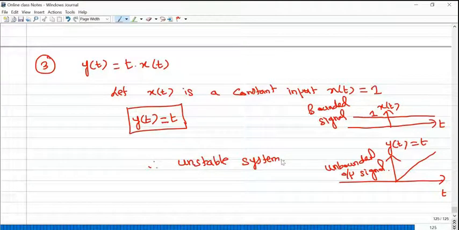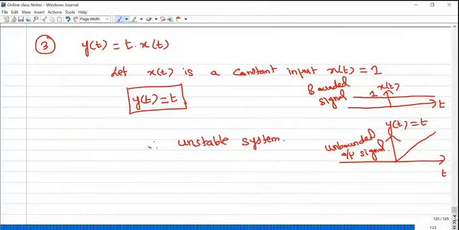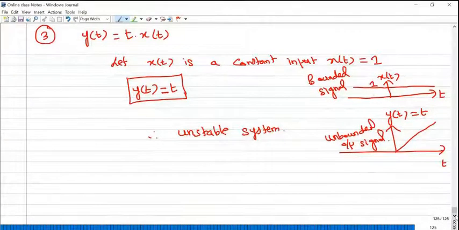In this way, you have to logically check the given y of t expressions. For some particular bounded input signal, the system may give a bounded output signal; then we cannot come to a conclusion. So in this example, if I assume x of t is a constant, a bounded input signal, my y of t is an unbounded output signal. Therefore, the system is an unstable system.